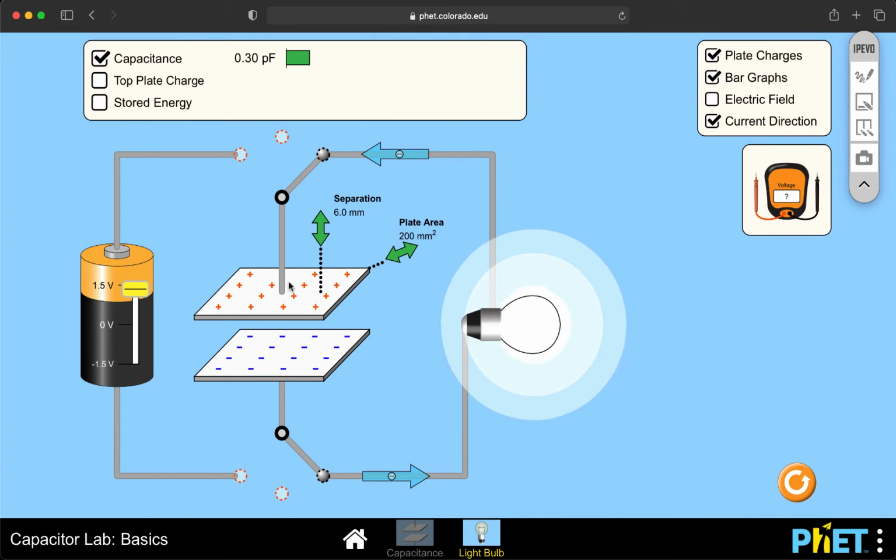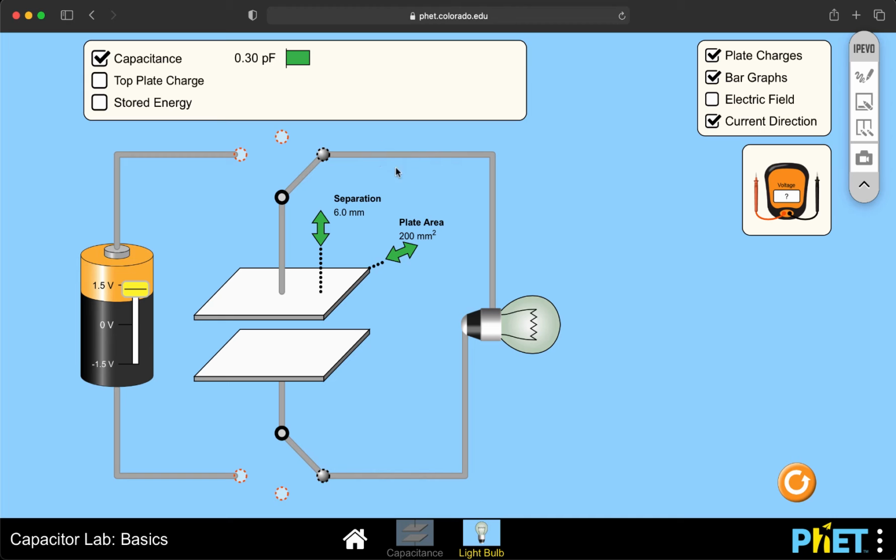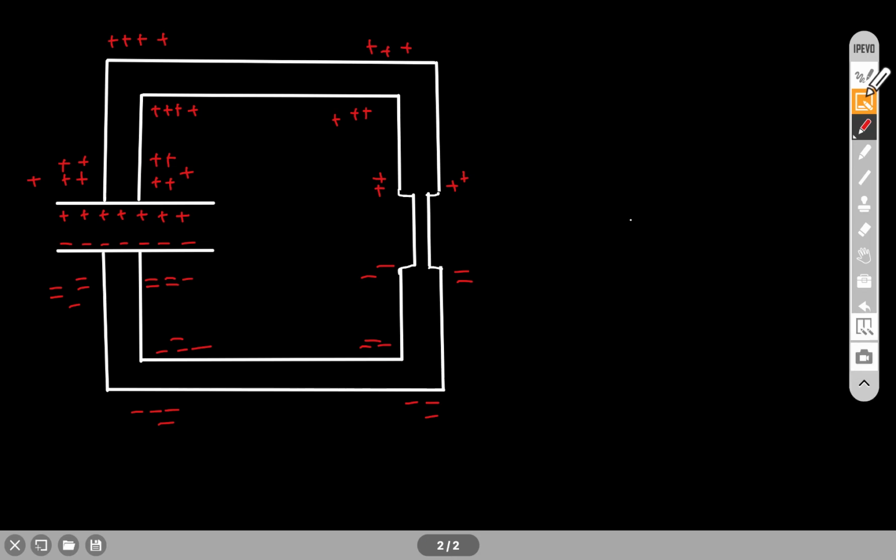So I can see that the charges are less and less here on both plates, and the bulb is becoming less bright as time goes by, and I can see that now the current is gone. There is no current flowing in this circuit, and now there is absolutely no charge on the capacitor.